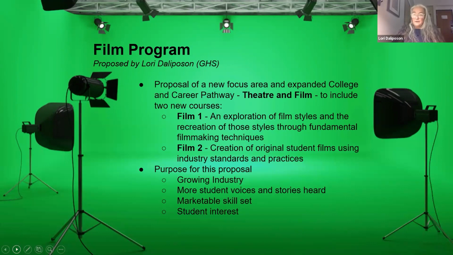And film is a growing, thriving industry. Theater is also a growing, thriving industry. But having both of those things together is a real benefit for students. Also, we could hear more student voices. There are a lot of students who aren't familiar with theater, who are familiar with film. And there's a real chance that we get to hear more stories and have better representation in a film program.